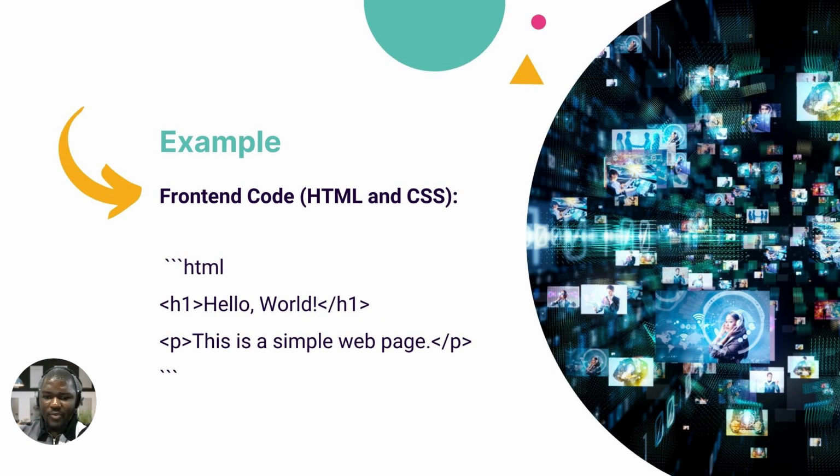So examples, HTML. This is the front end. If you look at this, this is HTML and CSS. If you look at this HTML code, this is a tag. It is a mixture of tags, hello world, and this is a paragraph. This is a simple web page paragraph. This is just part of front end code.